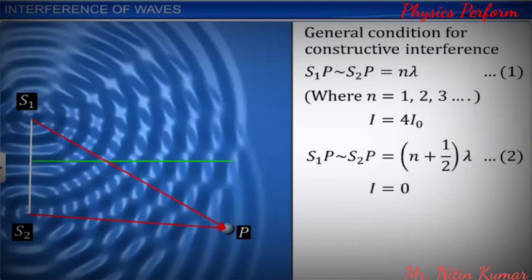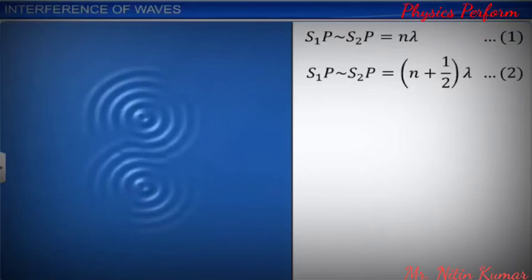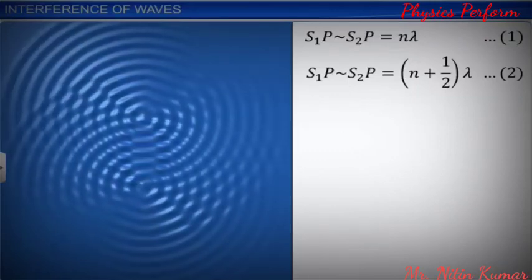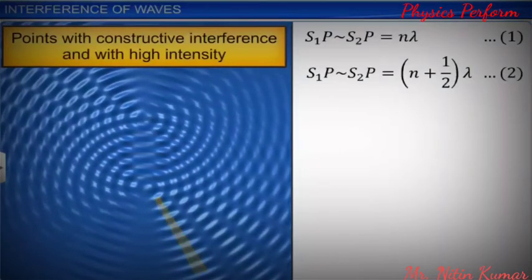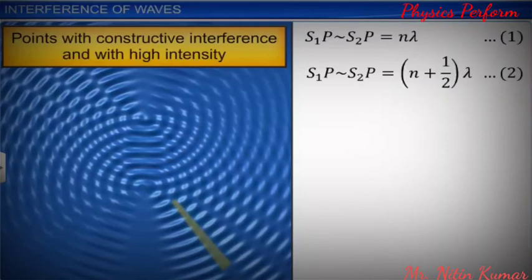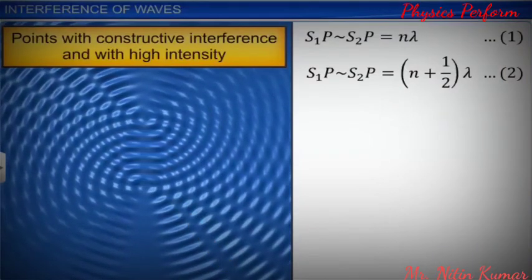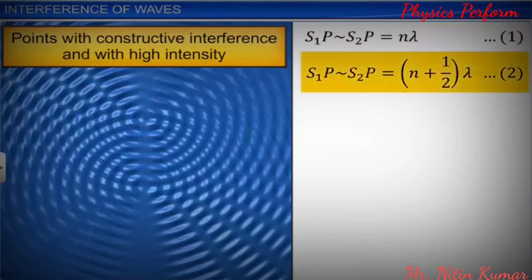If the two sources emit waves continuously, constructive interference takes place at some points and destructive interference at other points. That means, at points for which equation 1 is satisfied, constructive interference takes place, and the intensity at those points is 4 times the individual intensities. For other points where equation 2 is satisfied, we have destructive interference and the intensity is 0.